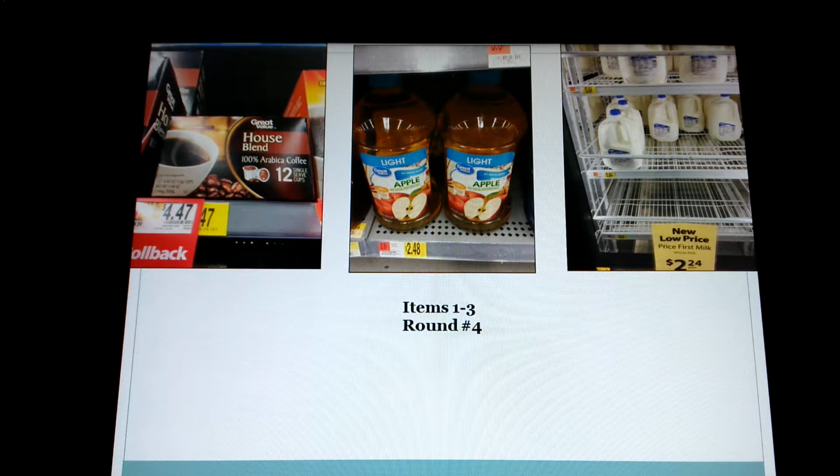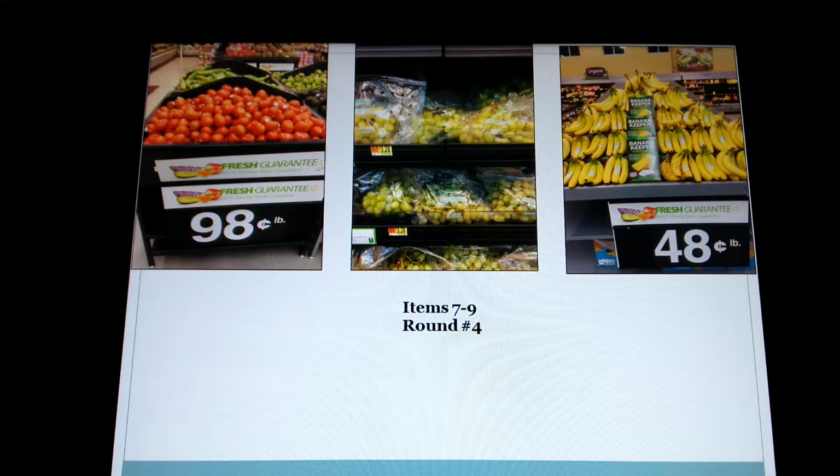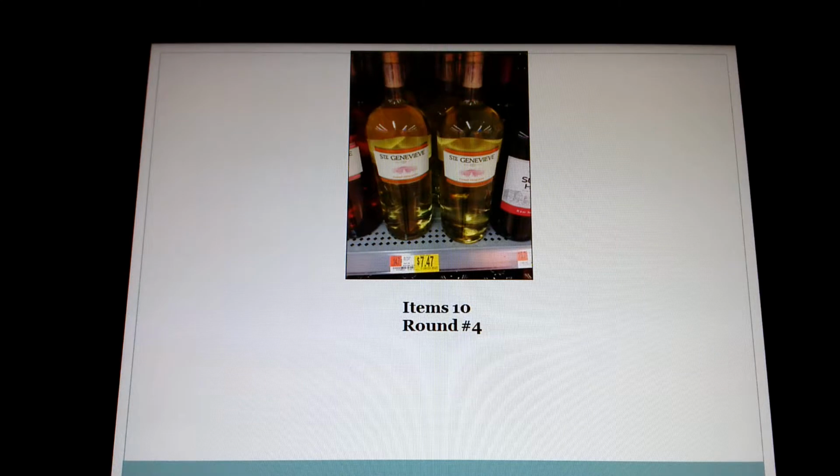In this basket, we can find the following goods: coffee, apple juice, milk, onions, eggs, oranges, tomatoes, grapes, bananas, and wine. Those are items that I buy on a weekly basis.